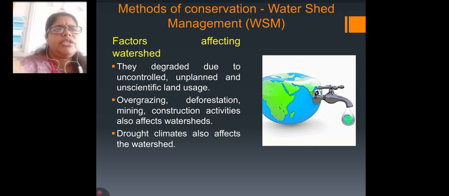Factors affecting the watershed: watersheds are degraded due to uncontrolled, unplanned and unscientific land usage. Overgrazing, deforestation, mining and construction activities also affect watersheds. Drought climates also affect the watershed.